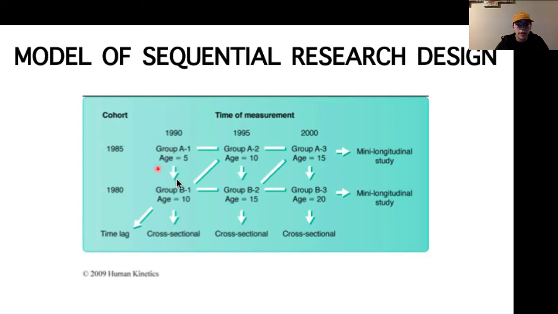Either we're chunking them, like let's say group A are 5, group B are 10, that would be cross-sectional. We could look at people as they age over time. That would be more of a longitudinal design. And then if we had a sequential design, we could either track the same group of people at dispersed time points, or we can have groups and track those groups at dispersed time points.